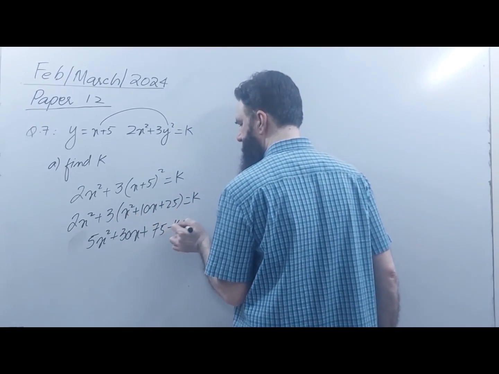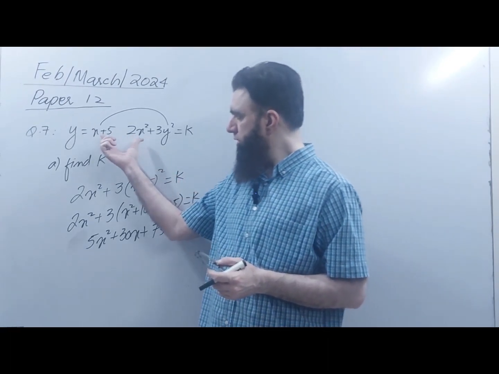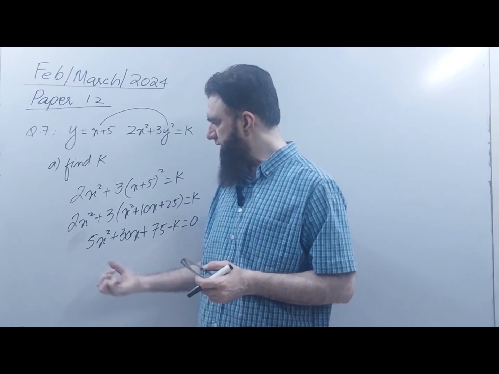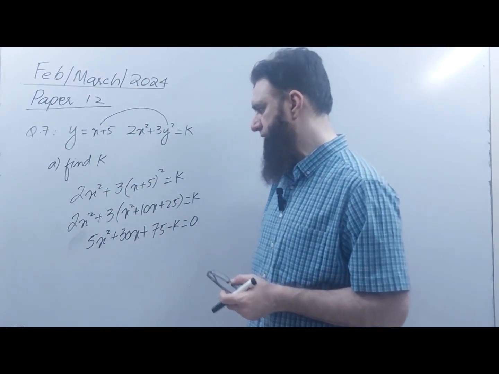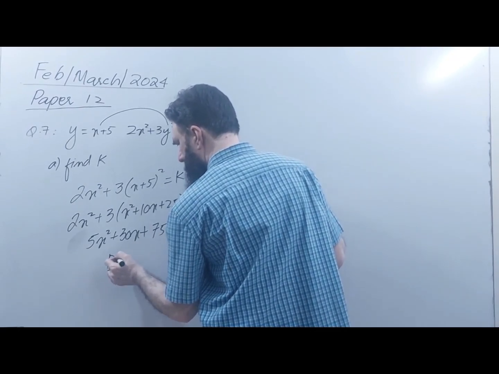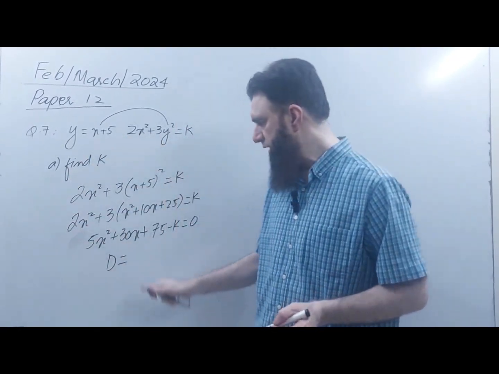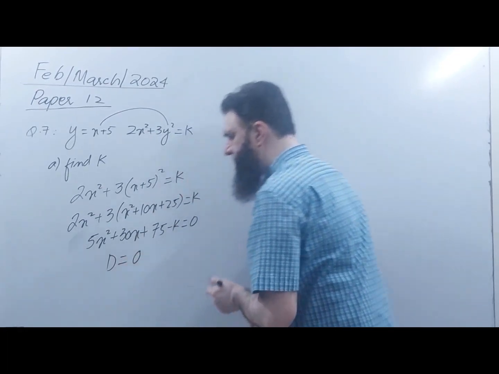You take k here. This is the usual way of solving these kinds of questions: you combine the two equations and then make a quadratic equation like this. And then accordingly you apply the condition on the discriminant. Because the line and the curve are meeting at a single point, D will be 0.